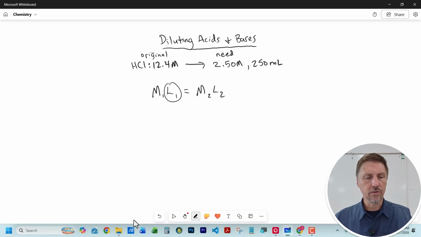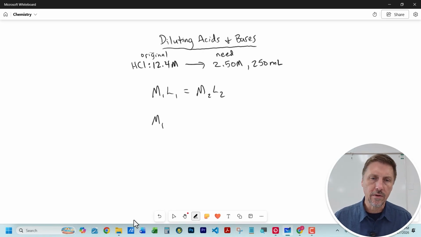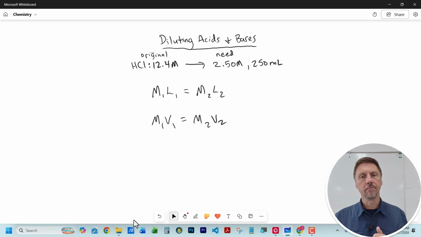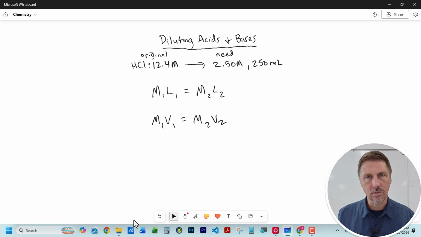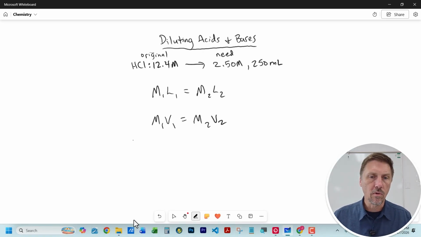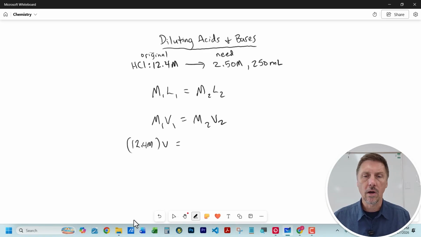I hope that L's not confusing you here. It really is volume, right? It's the first molarity and the first volume has to equal the second molarity and the second volume. But I put the L there just to remind us that we're using liters for this equation. All right. So let's go ahead and just plug in what we know, right? Our original was 12.4 M. And we don't know what the volume is, so we've got to solve for that. And our second one is 2.5 M.